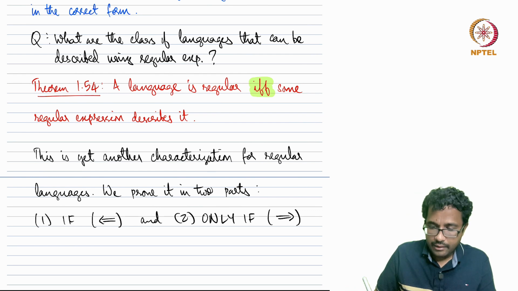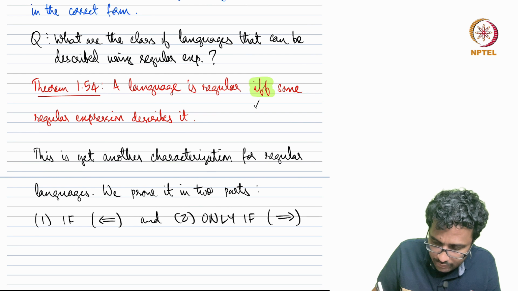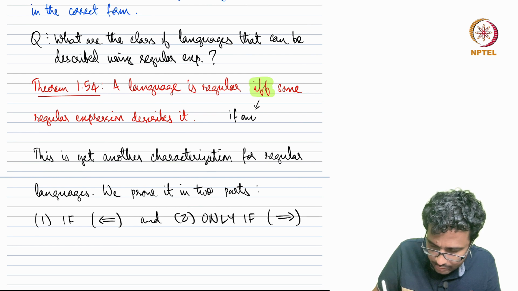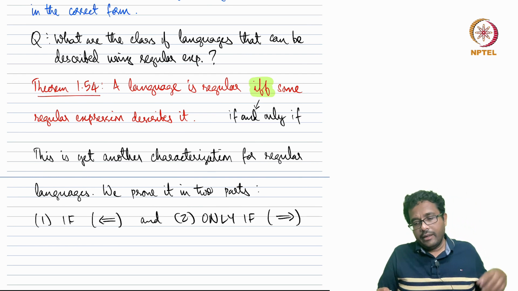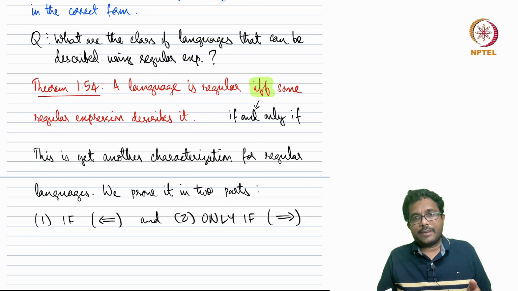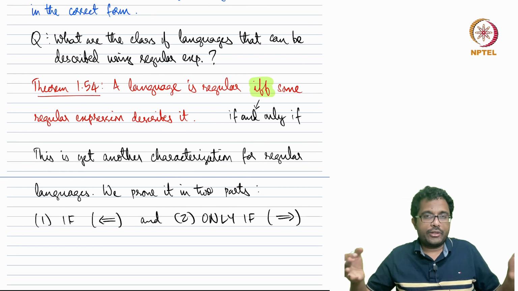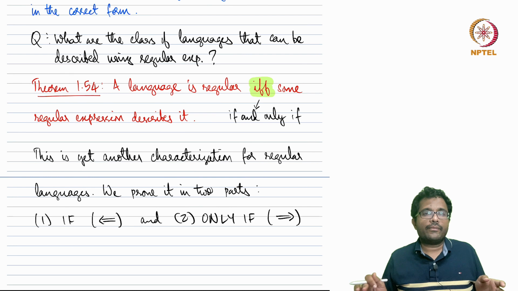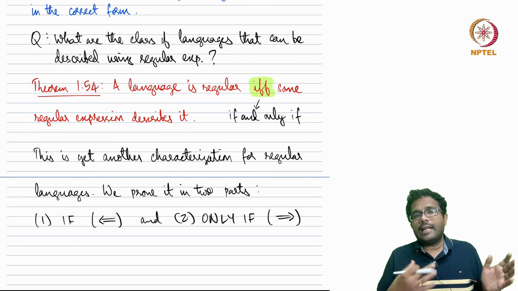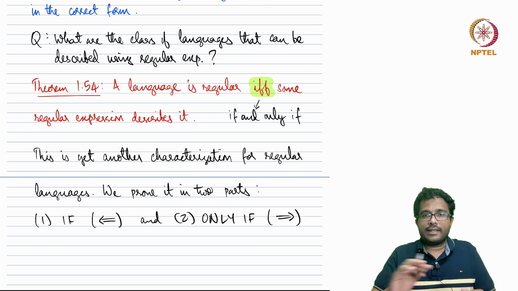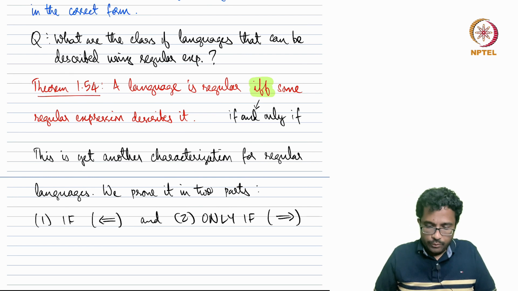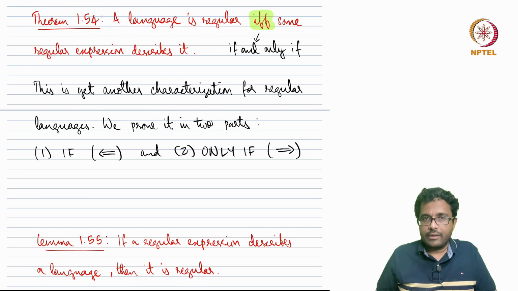denotes if and only if, right? It's a commonly used abbreviation, meaning a language is regular if some regular expression describes it. So if something is described using a regular expression, it has to be regular. And if a language is regular, then there has to be a regular expression describing it. So both directions of the proof. We prove it using two parts: one is the if part and one is the only if part.